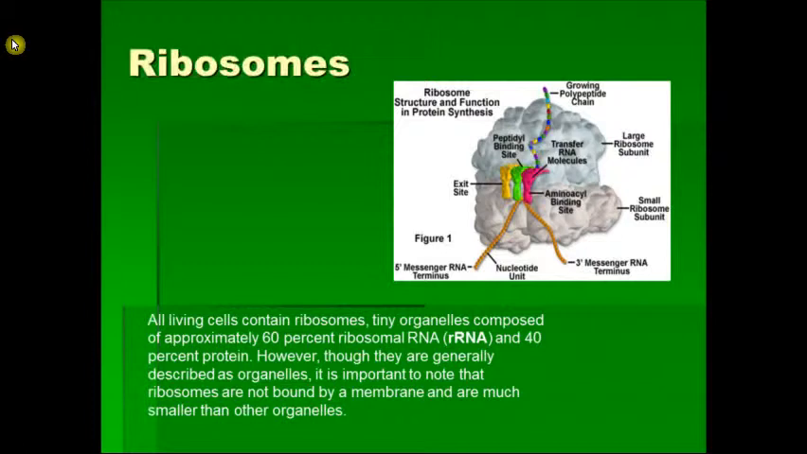We move to the ribosomes. All living cells contain ribosomes, tiny organelles composed of approximately 60% RNA and 40% protein. They are generally described as organelles. It is important to note that the ribosomes are not bound by a membrane, and they are much smaller than other organelles. They're actually found, some in the endoplasmic reticulum, in the rough ER, as we see, and they're meant for protein synthesis.